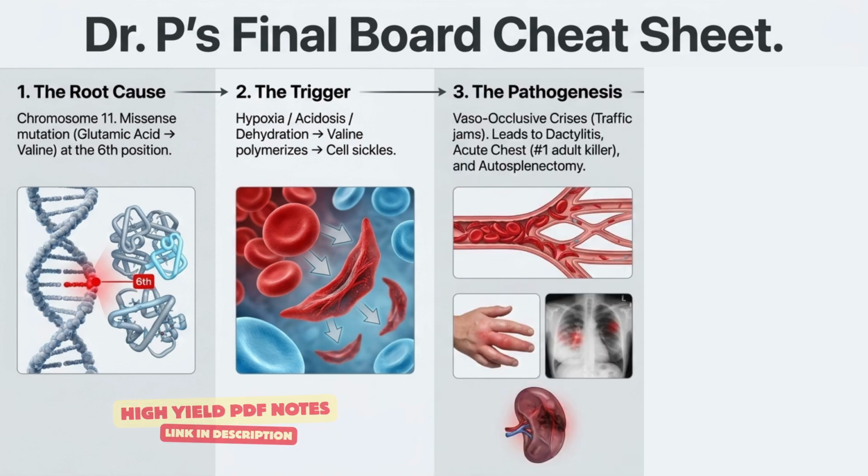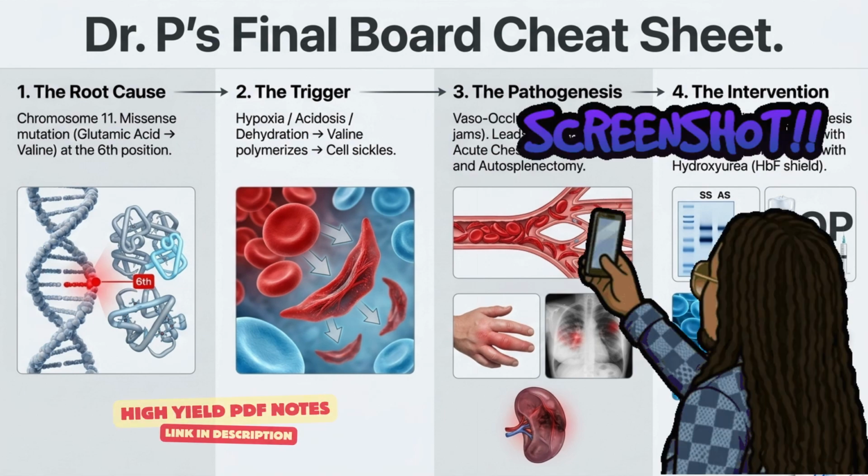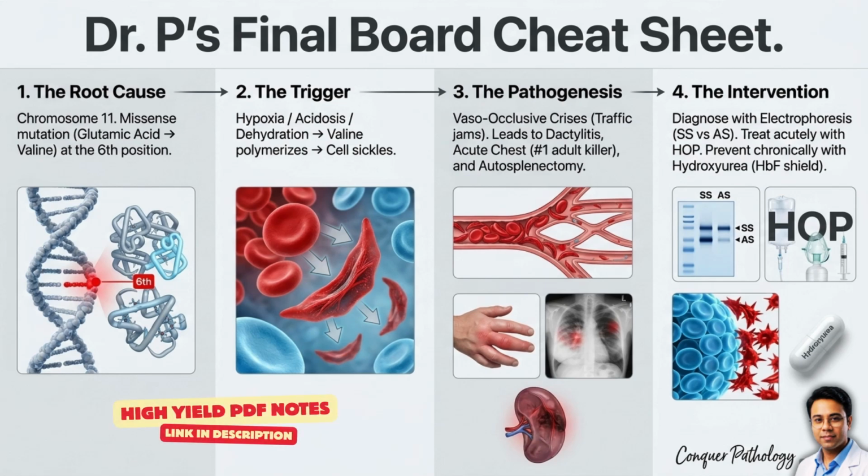Third, the pathogenesis, vaso-occlusive crisis, traffic jams leading to dactylitis, acute chest, the number one adult killer, and the autosplenectomy. Fourth, the intervention. Diagnose with electrophoresis, SS versus AS, treat acutely with HOP, and prevent chronically with hydroxyurea as your HbF shield. Take a screenshot of this, memorize it, and you will dominate this topic on exam day.